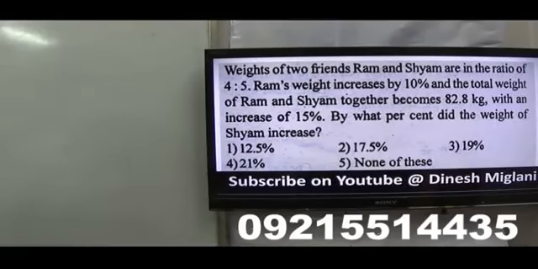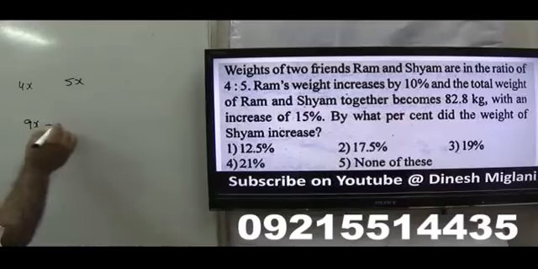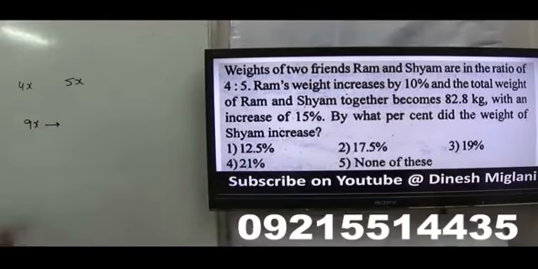The weights of two friends Ram and Sham are in the ratio 4:5. Ram's weight is increased by 10%. The total weight of Ram and Sham together becomes 82.8 kg with an increase of 15%. By what percent does the weight of Sham increase? Let us say it is 4x and 5x, total is 9x. When it increased by 15%, I can say 15% of 9x. After that, the total weight becomes 82.8.